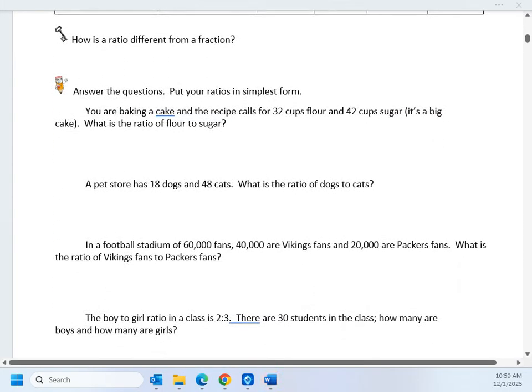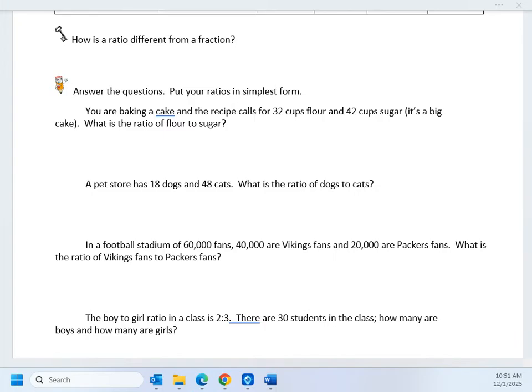How is a ratio different from a fraction? Remember I said it looks like a fraction. How is it different? Think about the definition of a ratio. Think about what a fraction means. What would their difference be? What do you think, Elliot? A fraction is like a part of one number, and a ratio is 2 numbers.